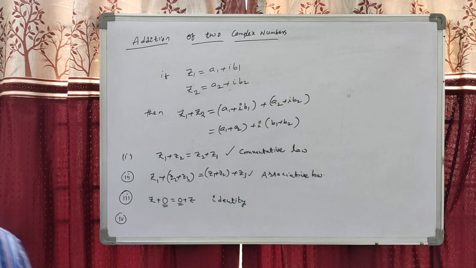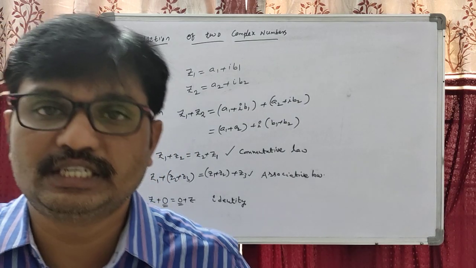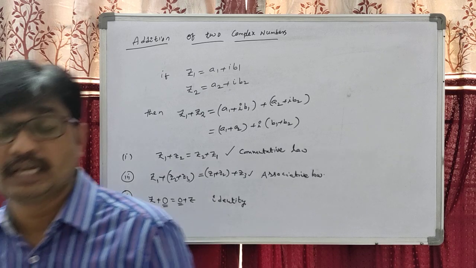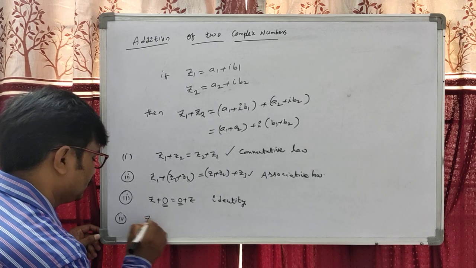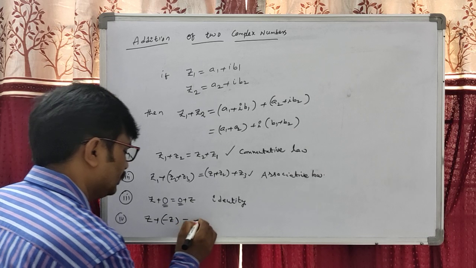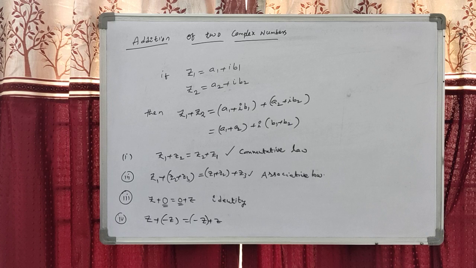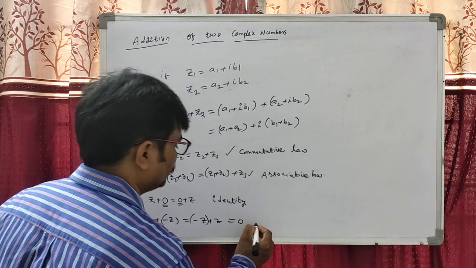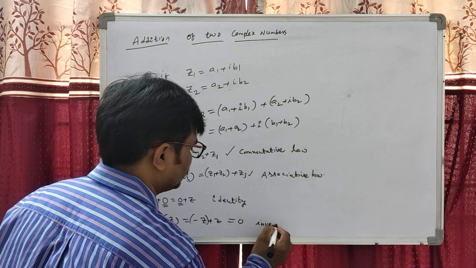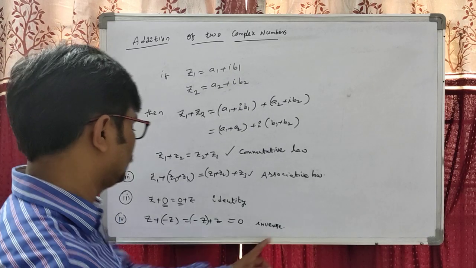Additive inverse means the additive inverse of z is minus z. Therefore z minus z equals 0. We can write it as z plus minus z, or minus z plus z. Both are equal to 0. This is called additive inverse. So the additive inverse of z is minus z.